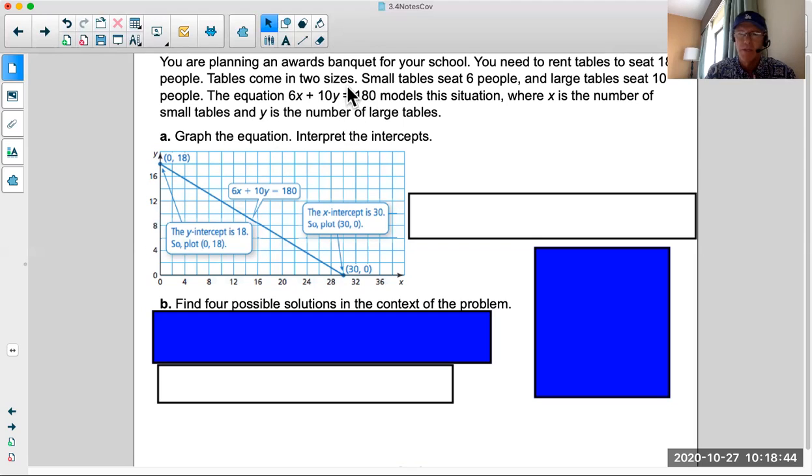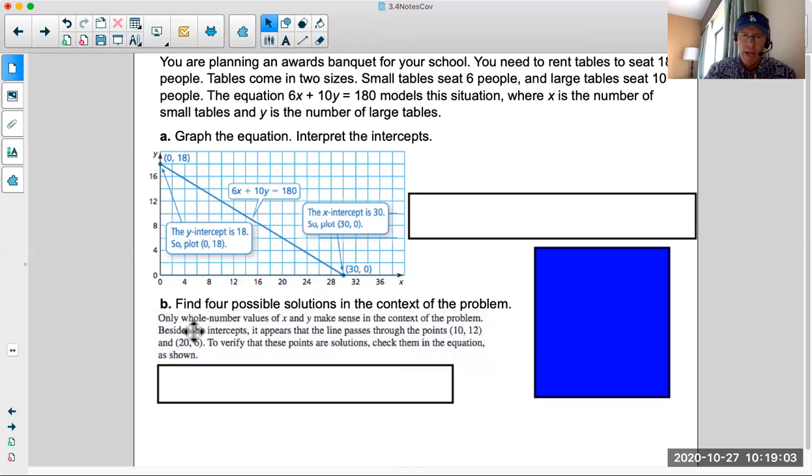Oh, by the way, that was the example I used up here. Remember when I said, let's say x was 10 and y was 12? Notice 6 times 10 would be 60. 10 times 12 would be 120. 60 plus 120 equals 180, okay? So see if you can find another one, okay?